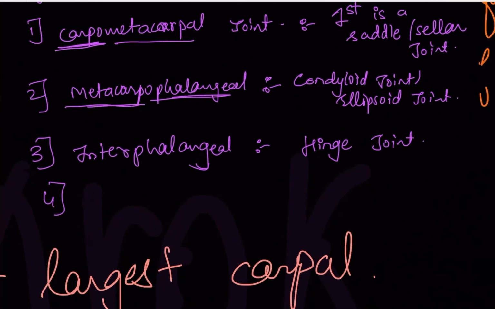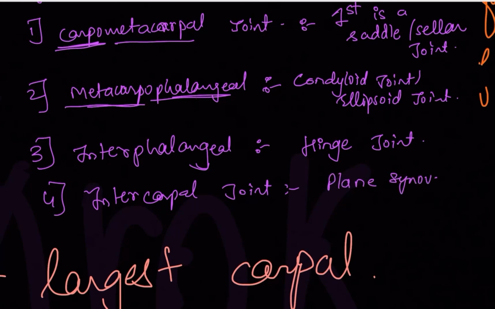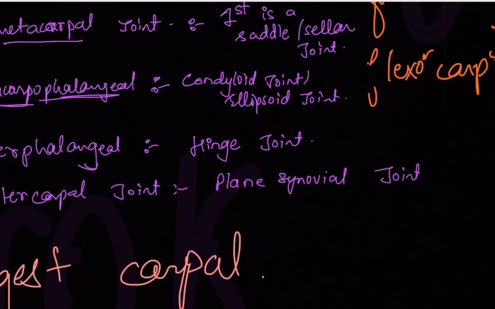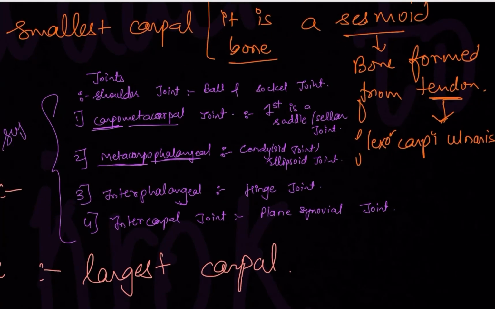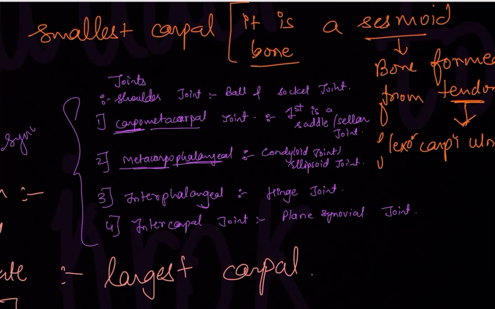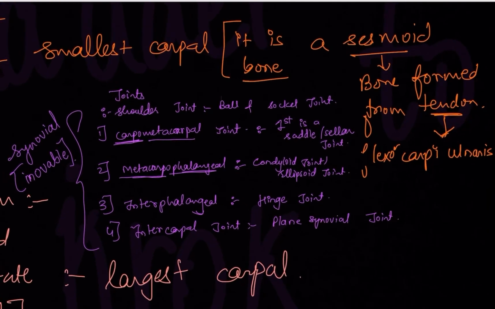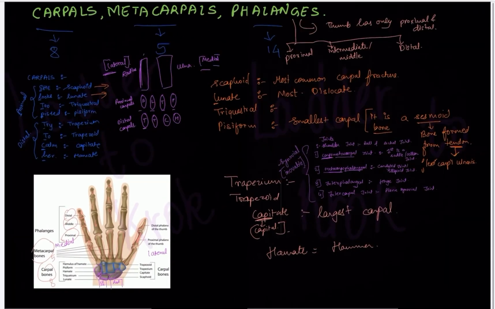And we also have the intercarpal joint. This intercarpal joint is a plain synovial joint. You have to remember. Okay. And all these joints are synovial. Write it down: this synovial is also known as movable joint. Movable joints. Okay, so this was all about the joints. Remember the proximal carpals, distal carpals, the names of the carpals, the mnemonic for the carpals. That's it. I hope everything is clear now. Thank you.